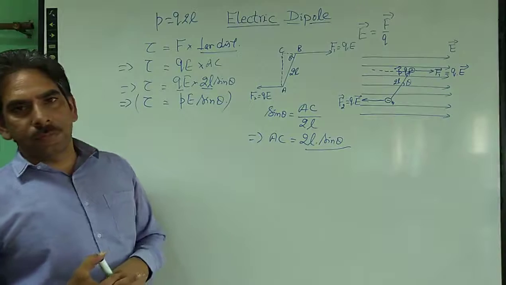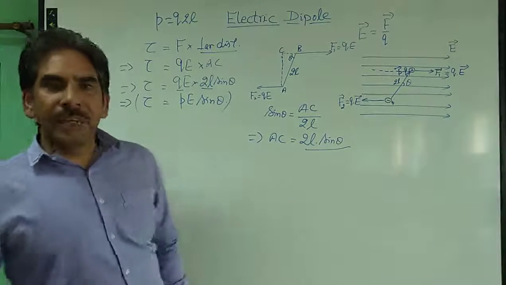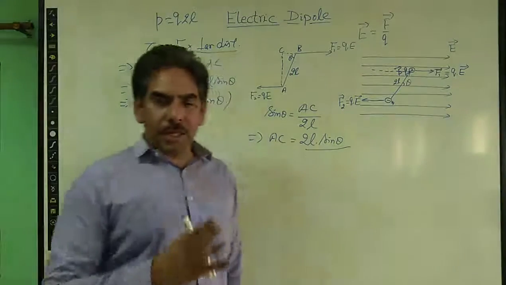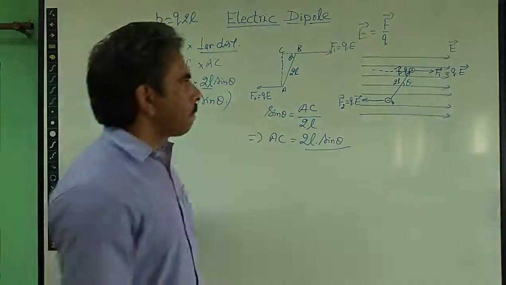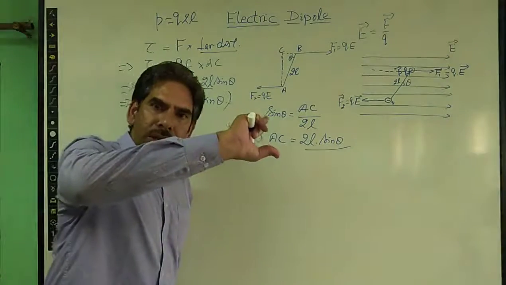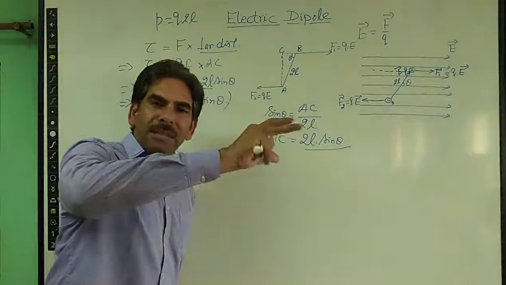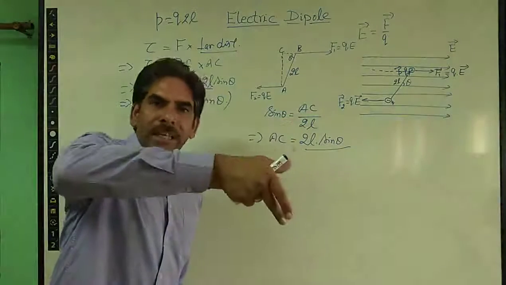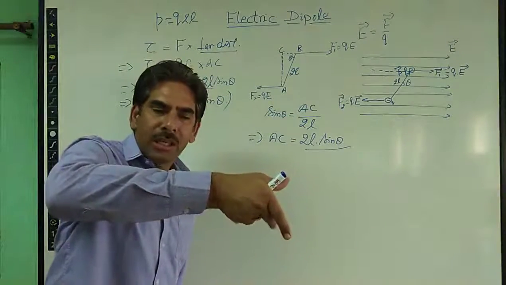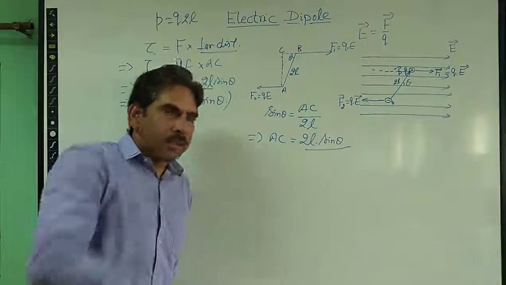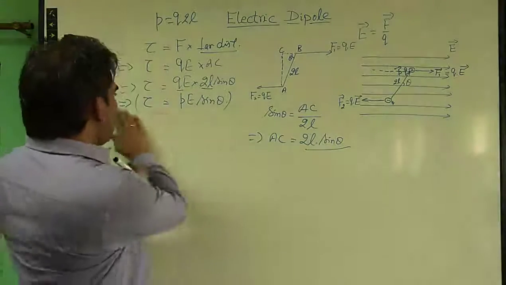This dipole will rotate and will align itself along the direction of the electric field. However, due to its rotation, it will have some inertia of motion, so it will overshoot to the other direction. Therefore, it keeps oscillating. So this is the magnitude of the torque.